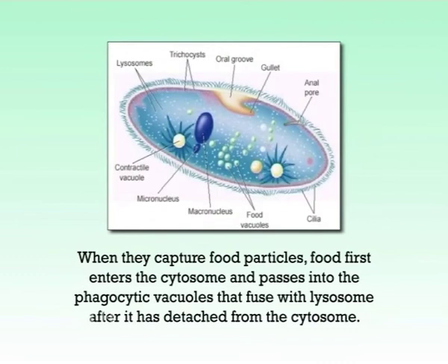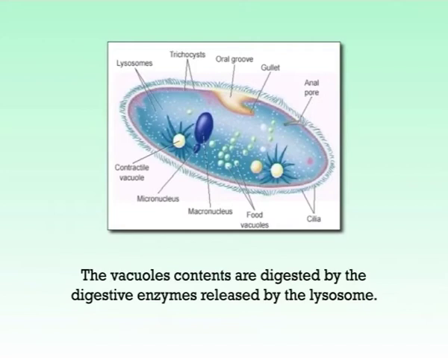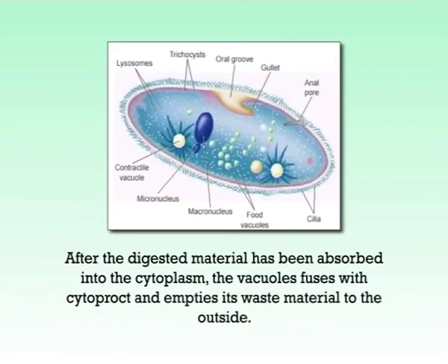When they capture food particles, food first enters the cytosome and passes into the phagocytic vacuoles, and further it is fused with the lysosome, after it has been detached from the cytosome. The vacuole contents are digested further by the digestive enzymes released by the lysosome. After the digested material has been absorbed into the cytoplasm, the vacuole fuses with the cytoproct and empties its waste material to the outside. In this way, the process completes.